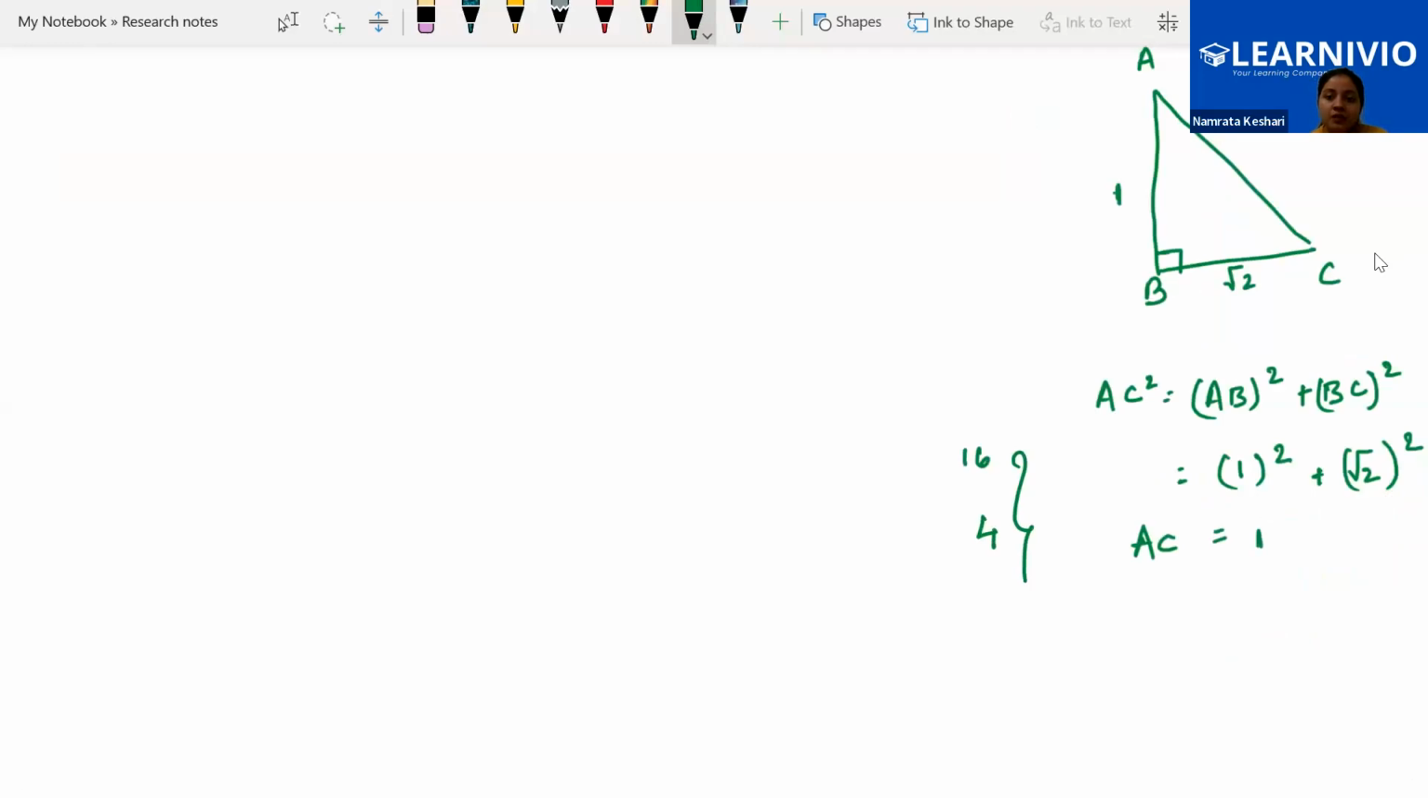Let's check it. So 1 square is 1. Root 2 square is what? When we do root 2 into root 2, both the 2s will come inside one square root sign. It will make a pair and then one 2 will come out. So only 2 is the answer. When we do the square of root 2, we get only 2.